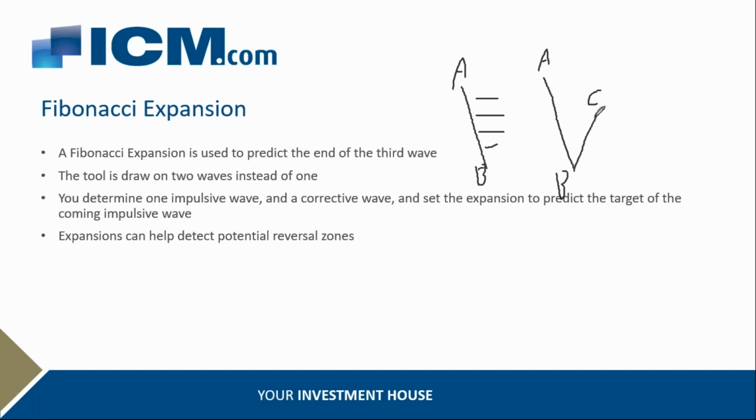So this is wave 1 and wave 2. And then the Fibonacci expansion will give us a prediction where this wave, the new impulsive wave, could end.